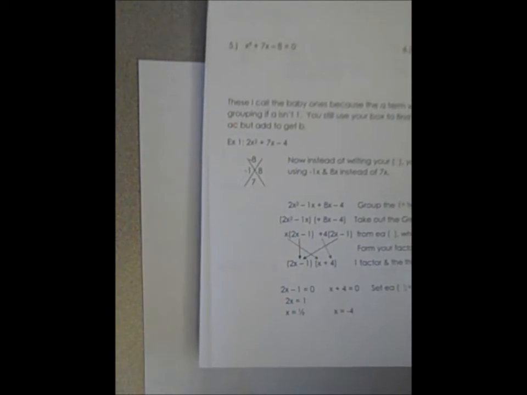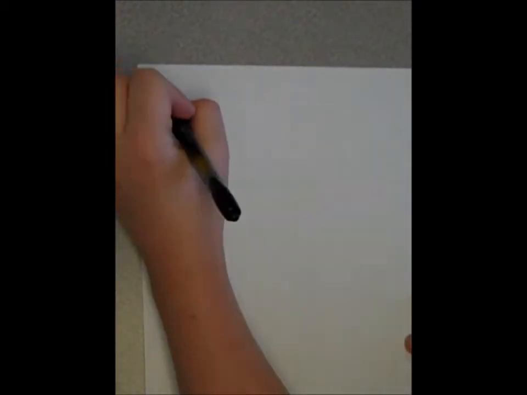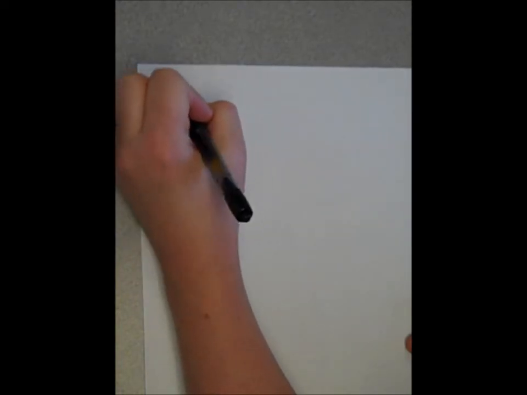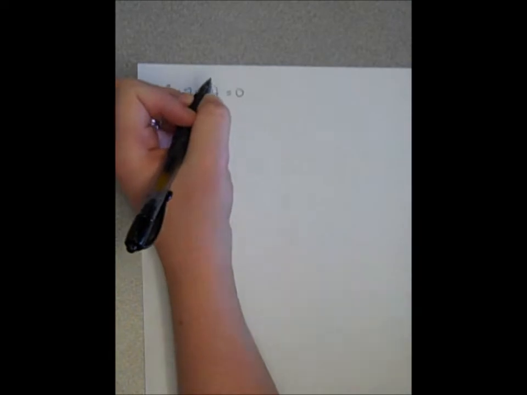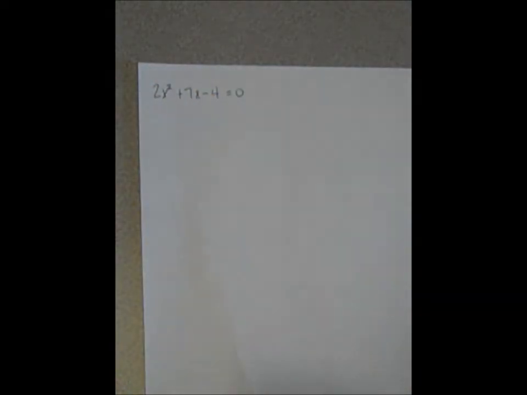Okay, so factoring non-baby ones. I'm going to do the example that's on your sheet right there. I'm just going to do it on my own paper so I can rewrite over here. So the problem is 2x squared plus 7x minus 4, and it's still set equal to 0 even though I didn't write that.